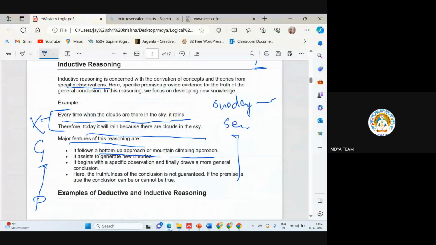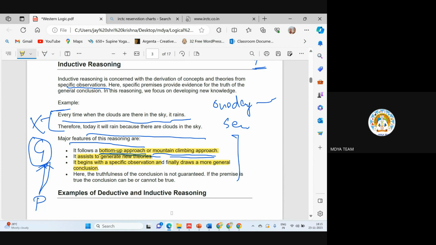Okay. So it follows a bottom up approach. You are going from various particular points and you are going to create some general theory. So it is also known as bottom up approach or mountain climbing approach. It assists to generate new theories. It begins with specific observations and finally draws a more general conclusion.